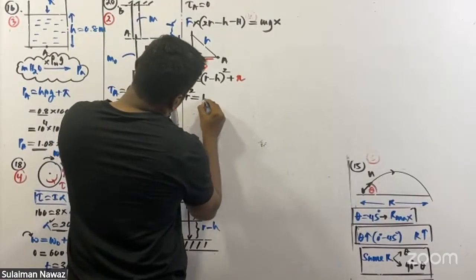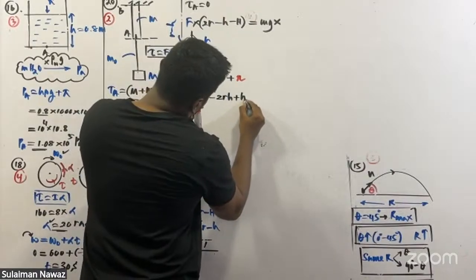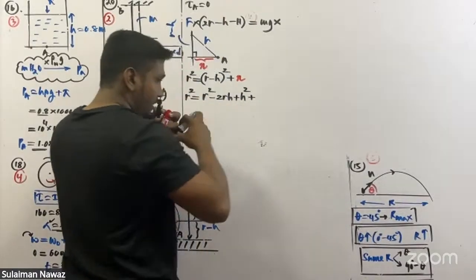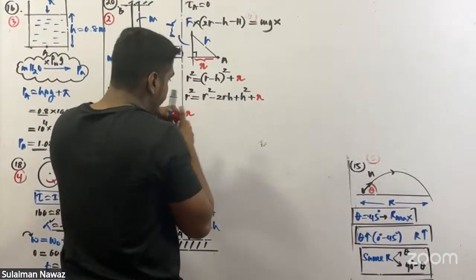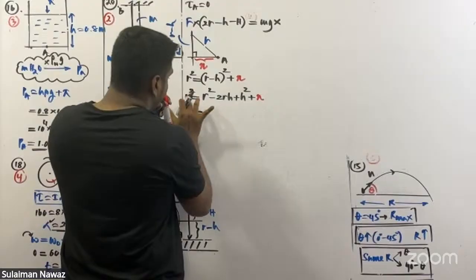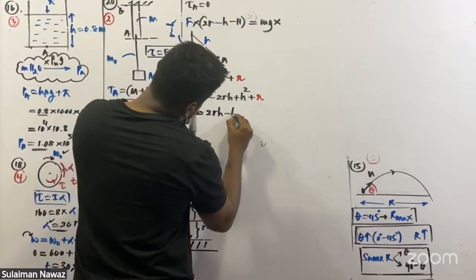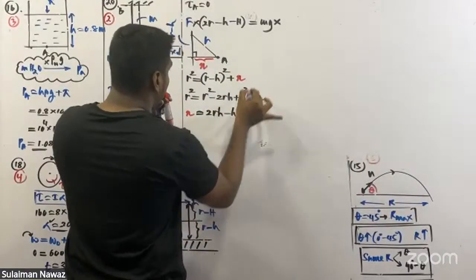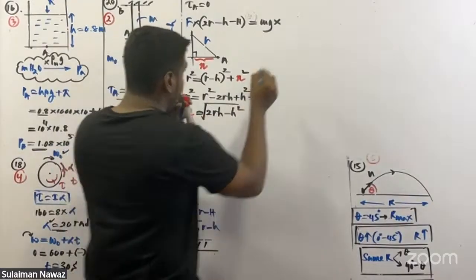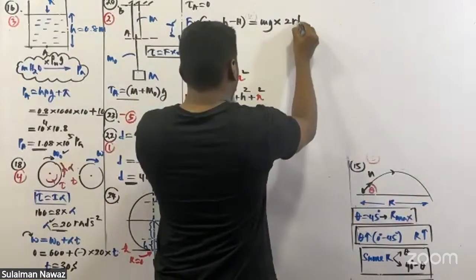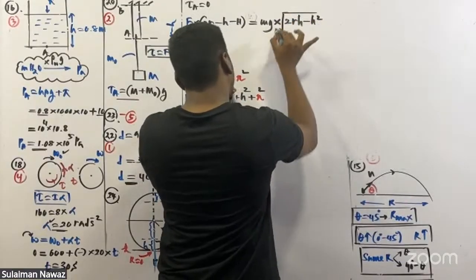Out of 25. Expand the bracket: r squared minus 2rh plus h squared plus x squared. So when you substitute for x, r squared and r squared cancel out. x is going to be the root of 2rh minus h squared.